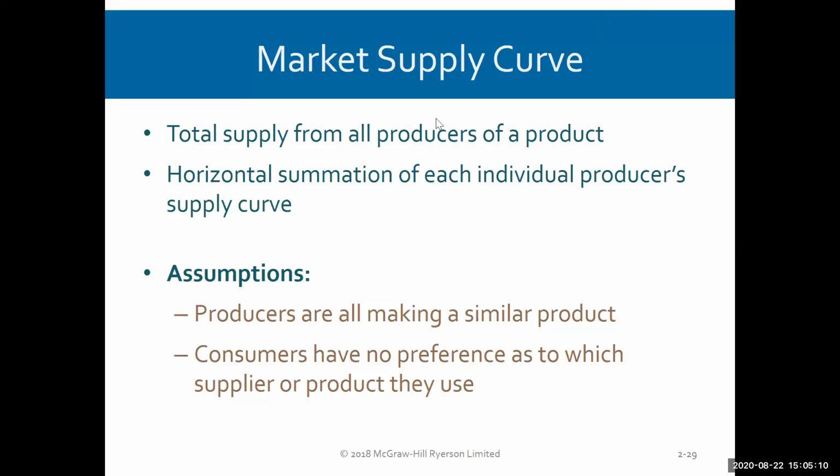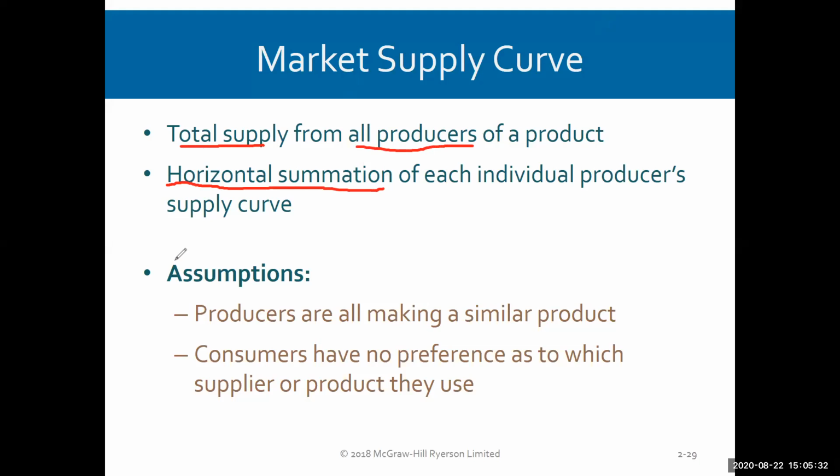So this takes us to the market supply. Just like market demand, we added up all the demand curves. Market supply, we add up all the little individual supply curves of all the little individual companies producing that particular product. We add them all up to get the market supply. So it's the total supply coming from all the producers.